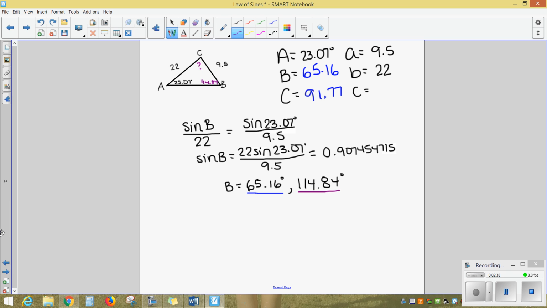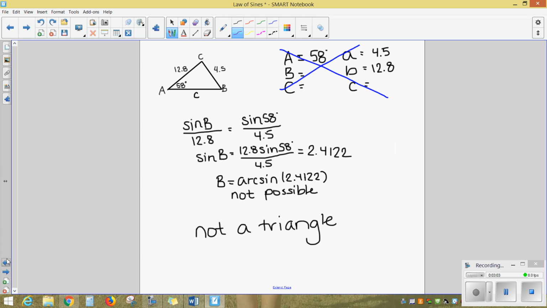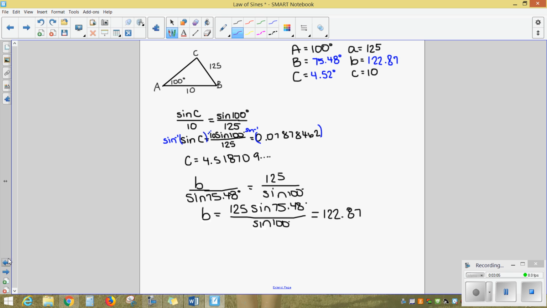And so I'm going to kick back to the other examples here for a minute before we finish this one to make sure that we didn't leave something out. Because now I know that along with finding this blue C here, I'm going to, for these same black values, plug in 114.84 for B, which will give me a different capital C, which will lead me to a different lowercase c. So here that wasn't a problem because that wasn't possible to begin with.